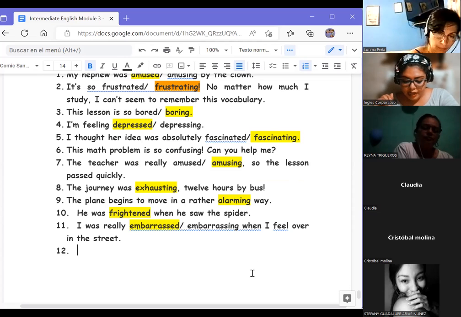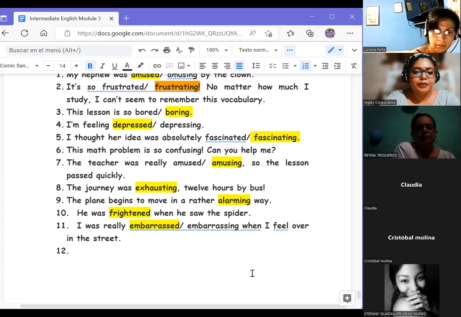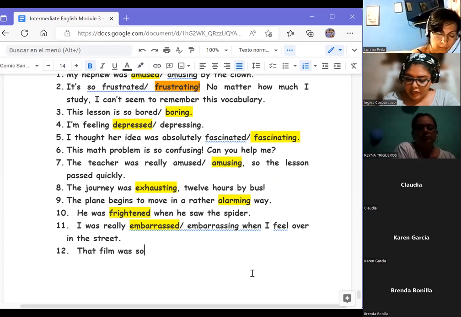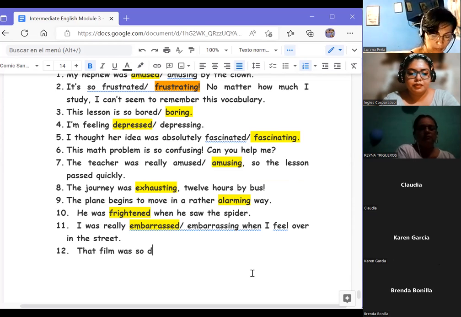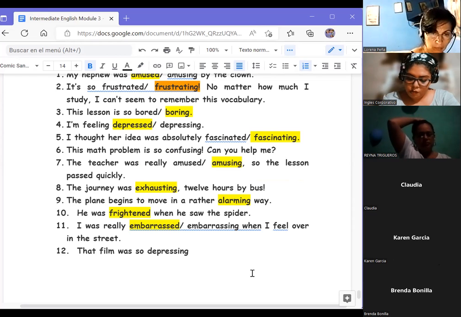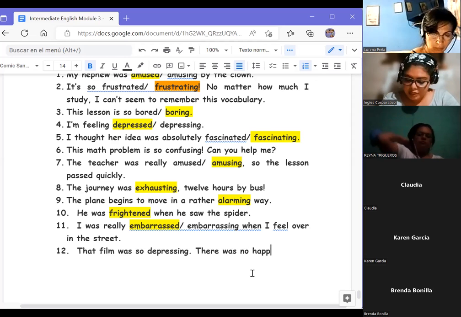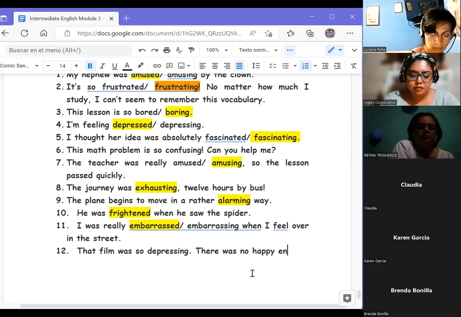And the last one. That film was so depressed or depressing? Depressing, because we are talking about the movie. Depressing. There was no happy ending for any of the characters.